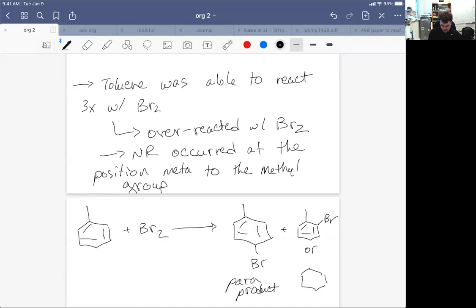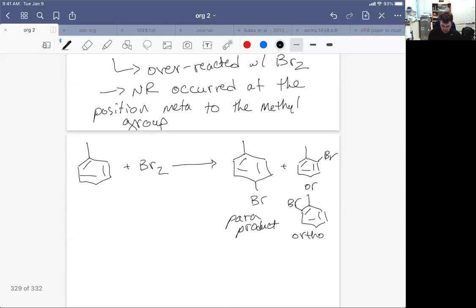I'm going to draw them just this one time, but please note that with the ortho products, there are 2 ortho and meta positions, and they result in the overall same structure because you can just roll them around. So we get a para product and an ortho product. Now, what did I do differently in this reaction? Well, I omitted the catalyst. So we don't have any catalyst present in this reaction.